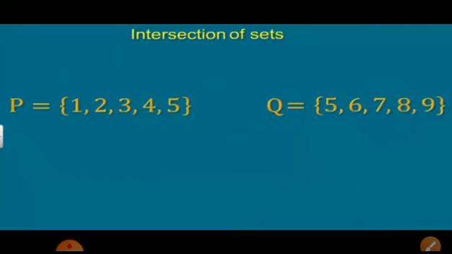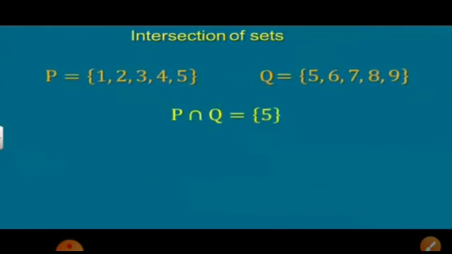Now the next concept is intersection of sets. Consider the two sets P: 1, 2, 3, 4, 5 and Q: 5, 6, 7, 8, 9. Intersection means the common elements. It will consist of only common elements. If I observe these two sets, 5 is the common element, so the intersection of P and Q contains only 5.